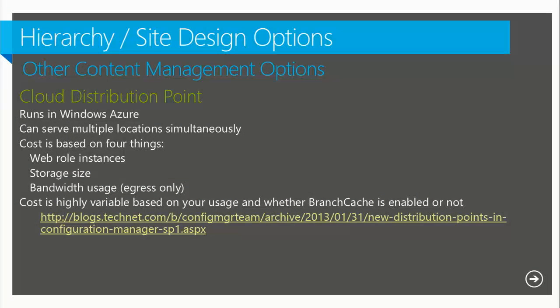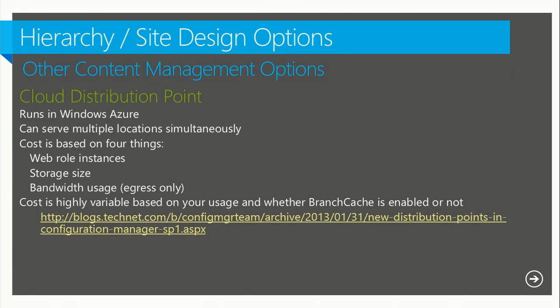Okay, a Cloud DP. This is new to Service Pack 1. It runs in Azure or Azure or however you wish to say that. Different flavor of the month on how you pronounce that. One of the purposes of it is to handle multiple locations at one time. So all of your little small locations can go out to the Cloud DP to get their content. I don't need to have a server at each of those locations or a client OS DP at those locations. They can just go out to Azure for that.